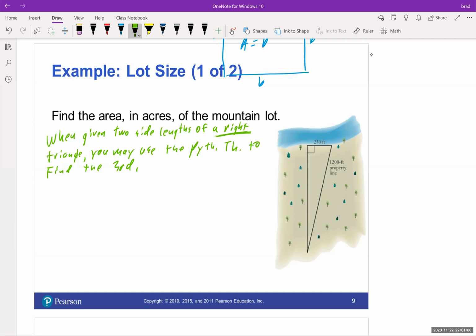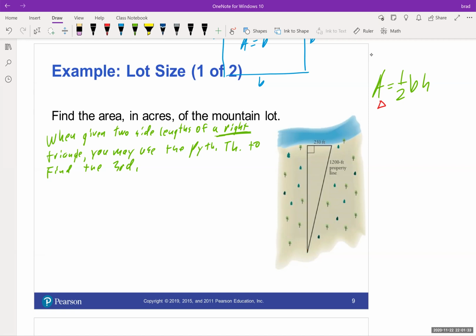It says find the area in acres of the mountain lot. Well, you guys know that the area formula is equal to 1/2 base times height. This is the area for a triangle, right? So the area of a triangle can be found by doing 1/2 base times height. So we know the base, that's right here, along the river, but we do not know the height. This is not the height, that is the hypotenuse. We actually need this length right there.